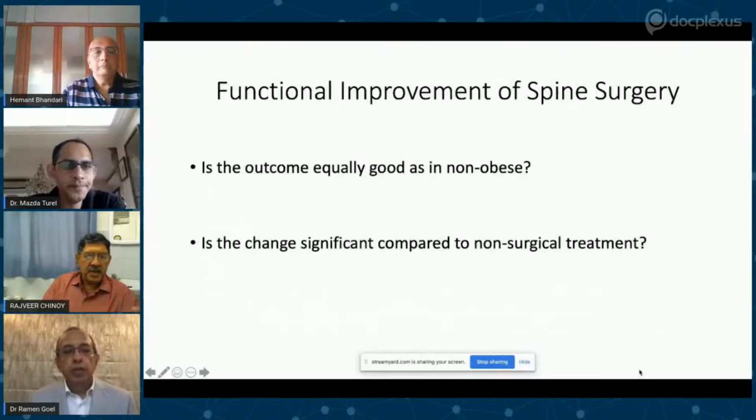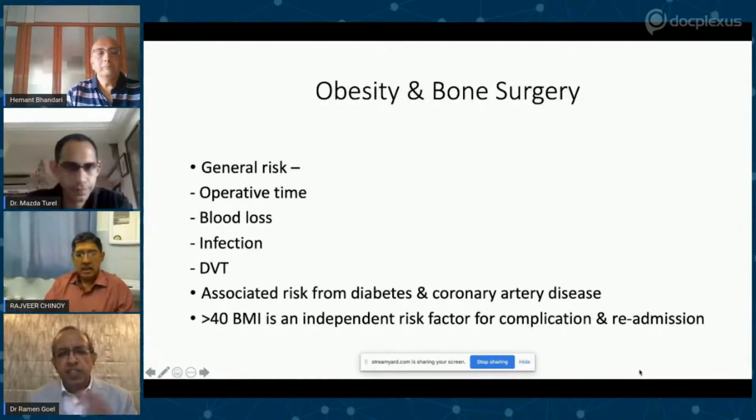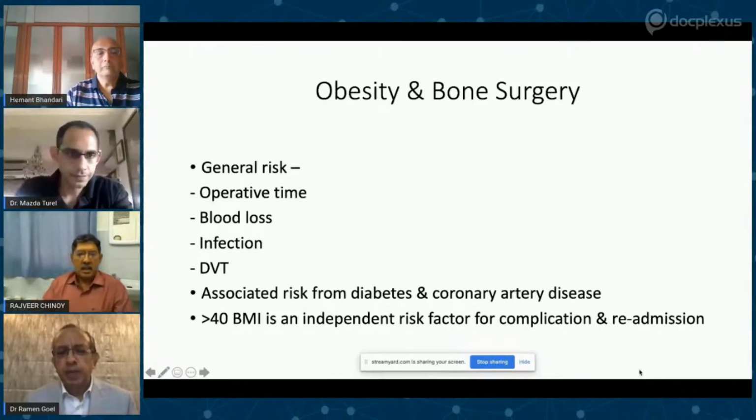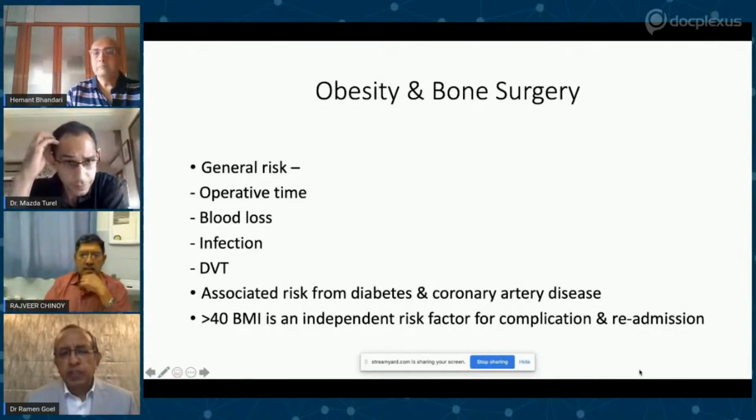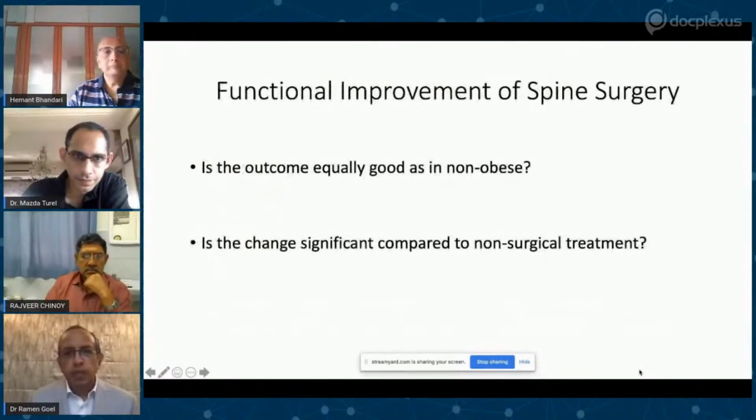Can you explain this BMI thing? Exactly. I think most of the doctors who are attending this know this is the body mass index. It averages out the height against the weight. So those who are at least 25 to 30 kg overweight are about 40 BMI. So those who are significantly overweight are at a high risk for complications and readmissions after surgery, any surgery.